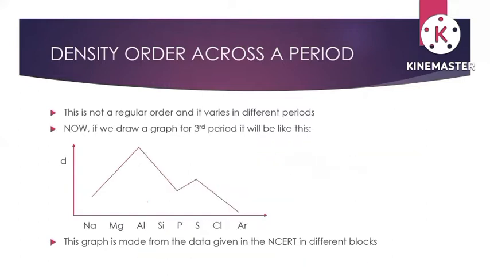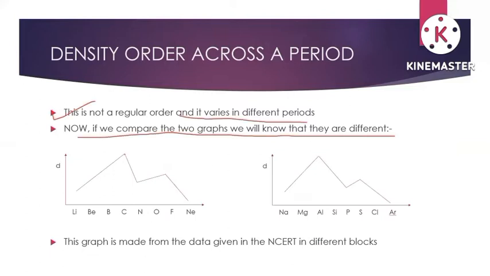If we make a graph for the third period, it will look like this. From sodium, it will rise up to aluminium. Then it will dip up to phosphorus, then increase slightly up to sulfur, and then decrease up to argon. Now, if we compare the two graphs, we will know that they are different. Here it has increased up to carbon and here up to aluminium, and then in silicon it has started dipping. The similarity is that nitrogen and phosphorus have a dip.